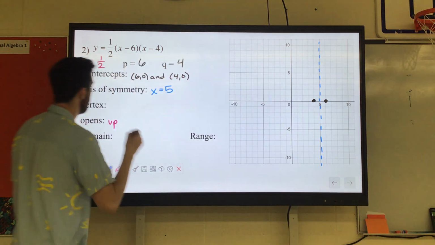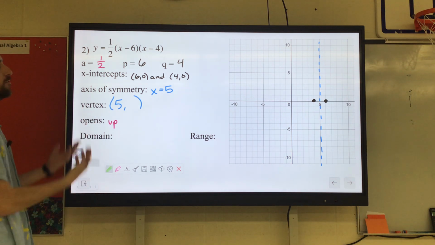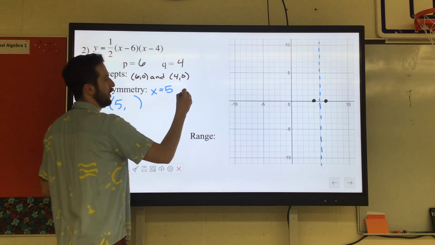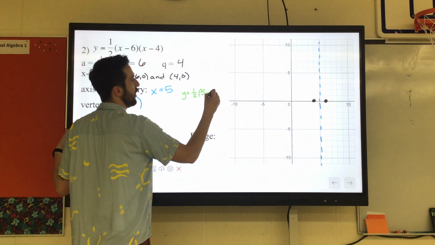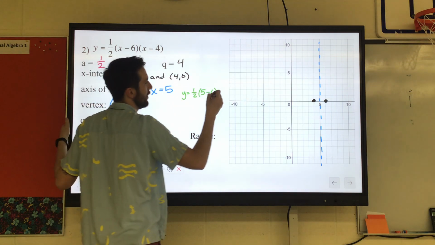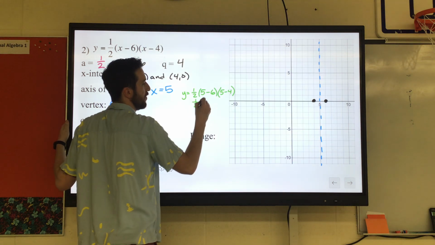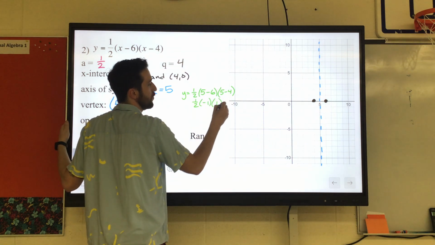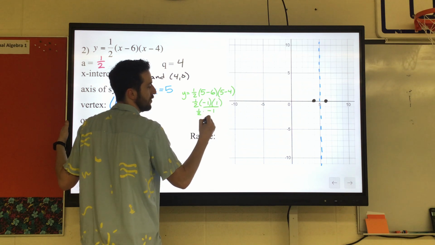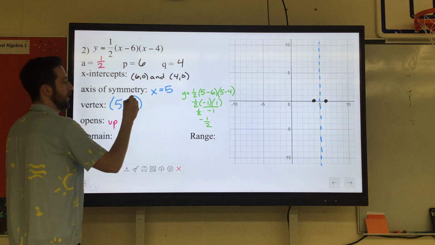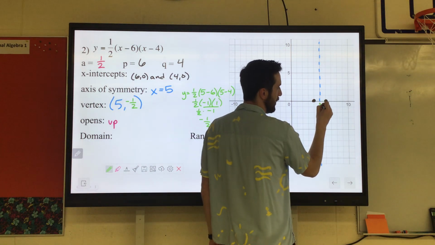And that's also the x-coordinate of your vertex. To find the y-coordinate, you substitute that into the equation. So y equals 1/2 times (x - 6) times (x - 4), with x = 5. 5 minus 6 is -1, 5 minus 4 is 1. -1 times 1 is -1, times 1/2 is -1/2, or -0.5 if you'd like. So our vertex is at (5, -1/2).